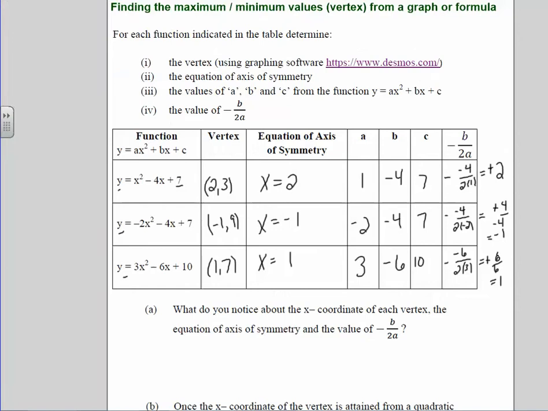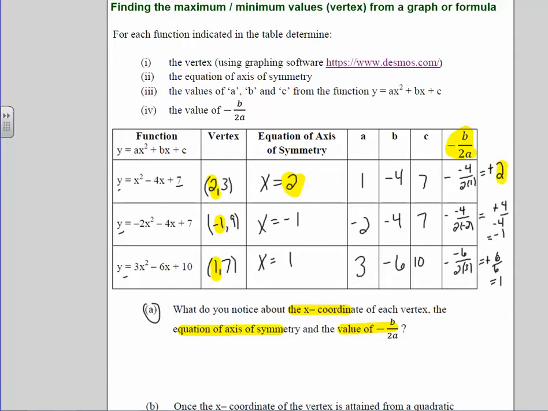Now the question we're asked here in A: what do you notice about the x coordinate of each vertex, the equation of the axis of symmetry, and the value of negative b over 2a? When I look across the top, the x value of the vertex is 2, the equation of the axis of symmetry is x equals 2, and this value here is 2.